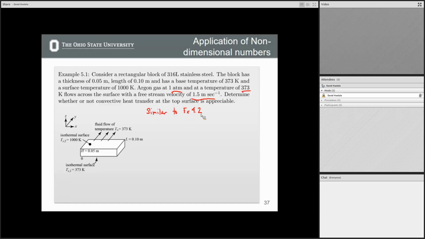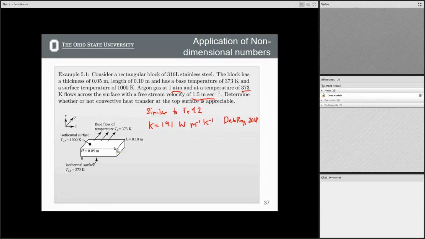Okay, so if you want to look back at that, we went through a little bit more detail on that one, but the properties still hold. If we have 316L stainless steel, the conductivity of that material is 19.1 watts per meter per Kelvin, and this is in that survey paper.